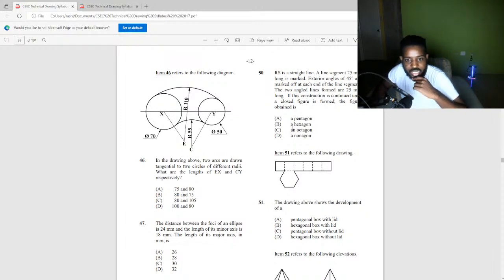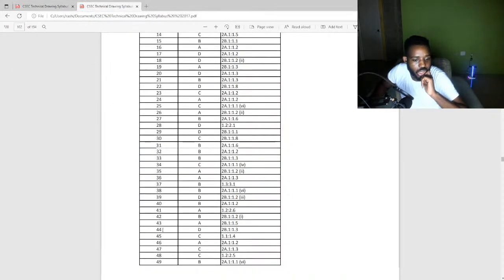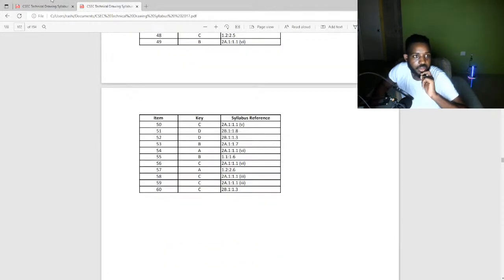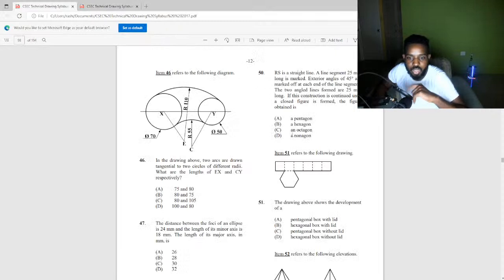I said 50 is C, an octagon. Let's see, 25 millimeters long, 45 degrees, 2 lines. All right, so number 50 is an octagon. You continue this till you get an octagon.